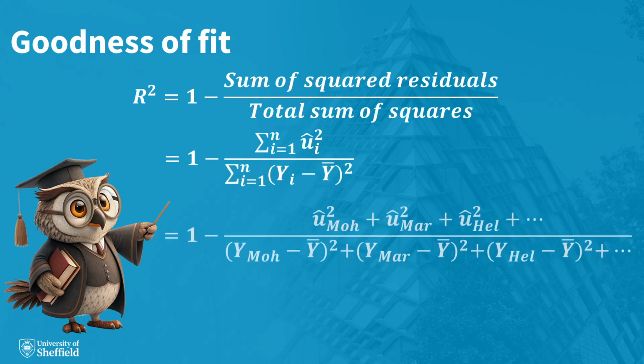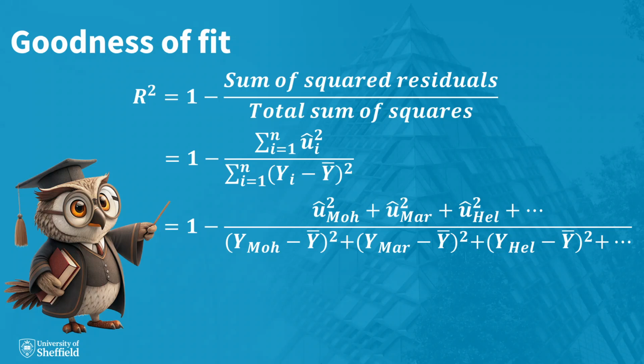To find the sum of squared residuals, we simply square the residual from each child in our sample and add them all up. To find the total sum of squares, we square the difference between each child's actual height for age and the mean height for age y bar and add them all up, similar to how we calculated the variance in the last video. The sum of squared residuals is always less than or equal to the total sum of squares, and both are always positive numbers, which means that the R-squared will always take a value of between 0 and 1.